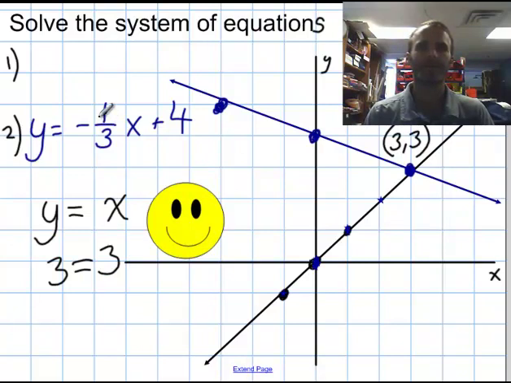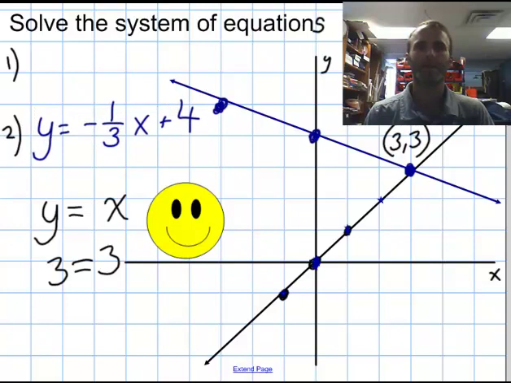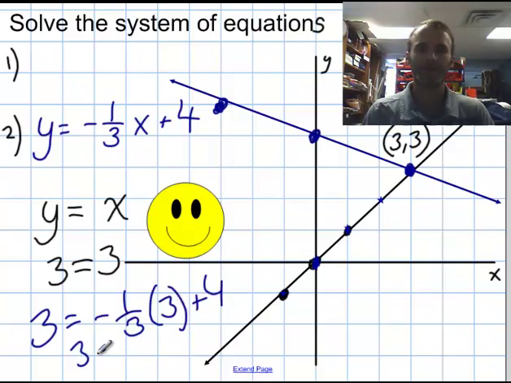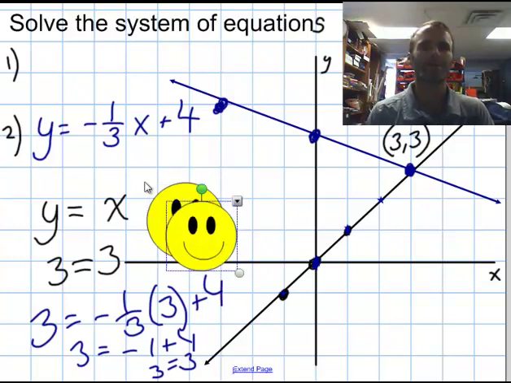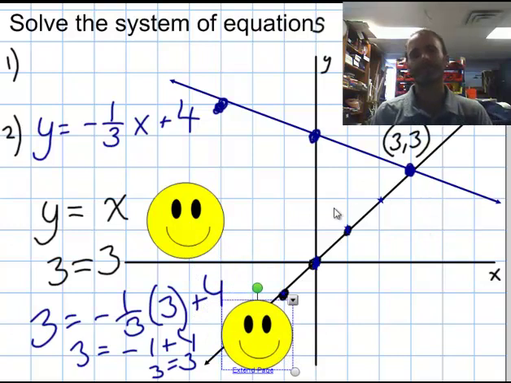Let's do the blue one. We have y is equal to negative 1/3 x plus 4. Negative 1/3 times 3. So let's put 3 in for my x and my y. Negative 1/3 times 3 plus 4. Well, that's 3 is equal to negative 1 plus 4. 3 is equal to 3, so that one works as well. So both of these check out, so this is my solution.